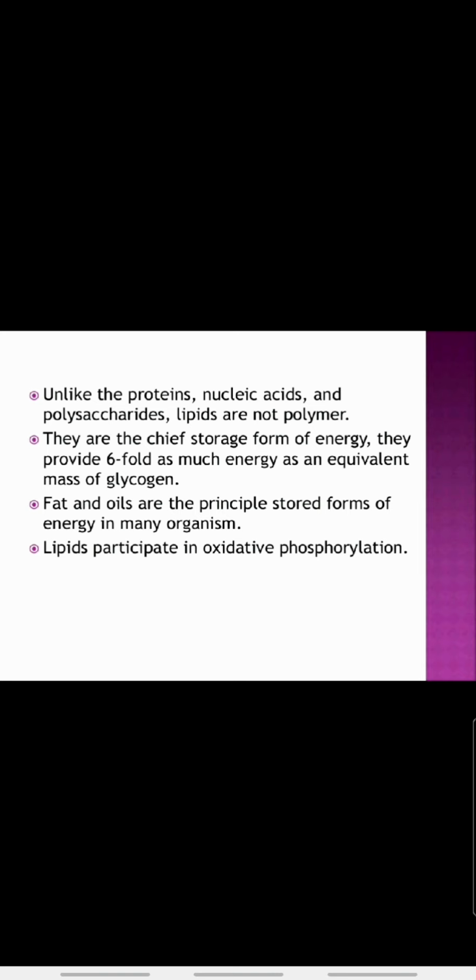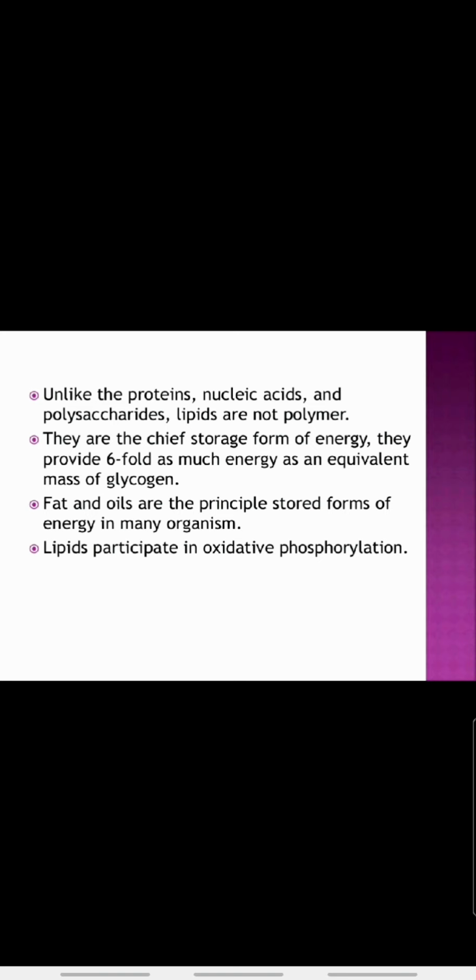Second one, it said that they are the chief storage form of energy. They provide sixfold as much energy as equivalent mass of glycogen. Yes, of course, aside from carbohydrates, which is actually the source of energy, lipids itself can also be a storage of energy. So it mentioned the term glycogen. What do you mean by this term? I've already mentioned it. When we say glycogen, it is actually a multi-branched polysaccharide of glucose that serves as a form of energy storage in a certain organism.